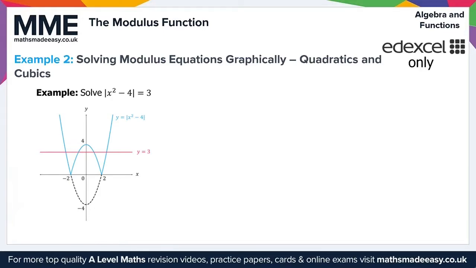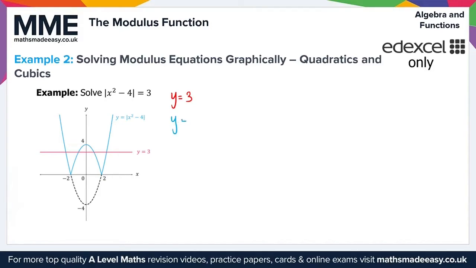And again, the first thing we want to start with here, and let's just change our pen colour to represent this, is we want to be able to sketch both of these equations. So y equals 3 here is our red line, which is simply just y equals 3, nice and straightforward. However, this y equals the modulus of x squared minus 4 is a little bit more complicated to sketch.